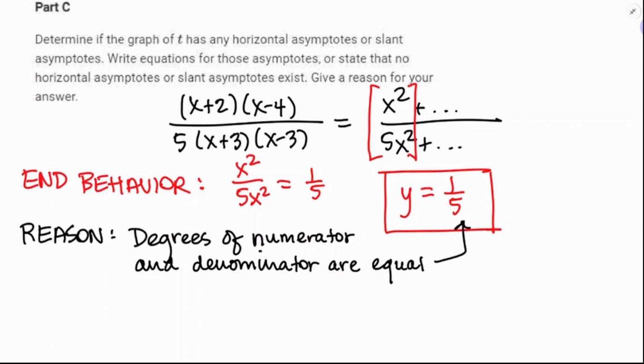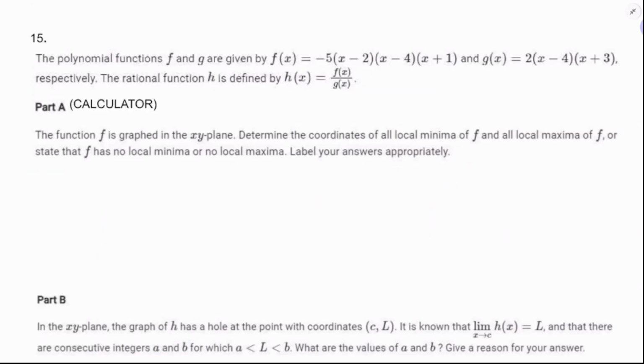And I'm pretty sure that's what they said to do in the course description: take the ratio of the leading terms and let that determine what your end behavior is. I might say the limit as x approaches positive or negative infinity of t of x is equal to 1/5. I feel like that's got to be reason enough, right? I feel like I've said a bunch of things that are true, and that's all the cause of the horizontal asymptote. So I'm just going to leave it there.